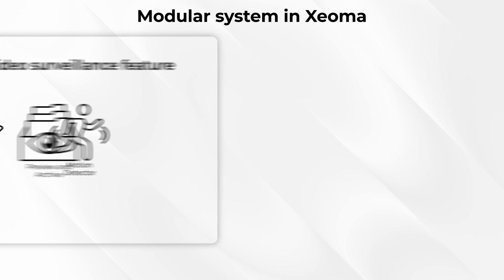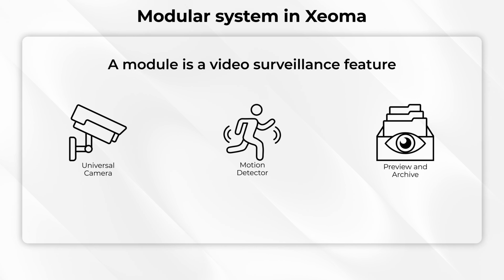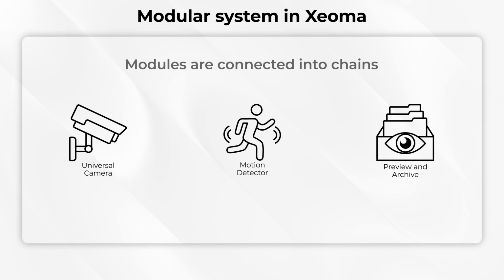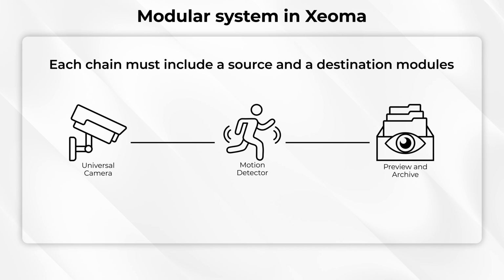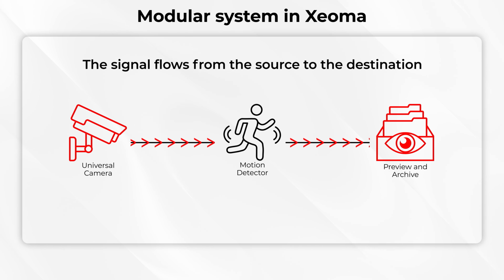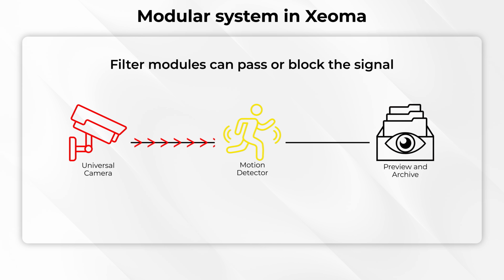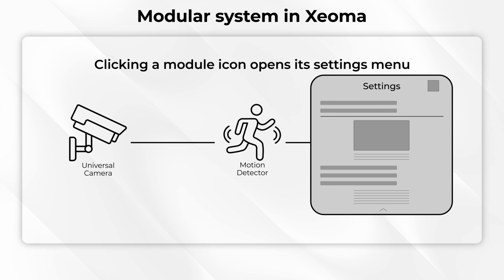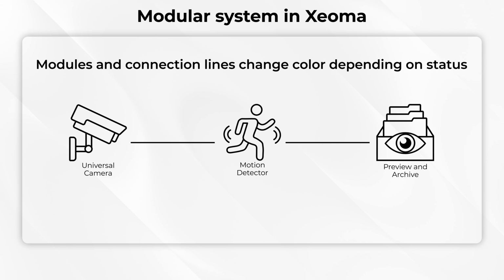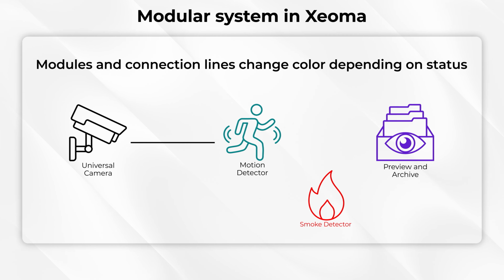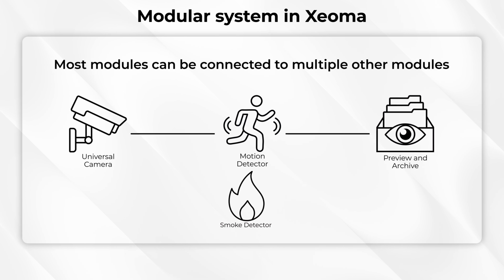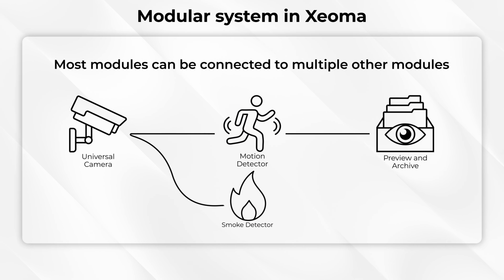Let's recap what we've learned. A module is a specific video surveillance feature. Modules are connected into chains. At a minimum, each chain must include a source and a destination modules. The signal flows from the source through the chain to the destination. Filter modules can either pass or block the signal based on their settings. Clicking a module icon opens its settings menu. Modules and connection lines change color depending on their status. Most modules can be connected to multiple other modules.